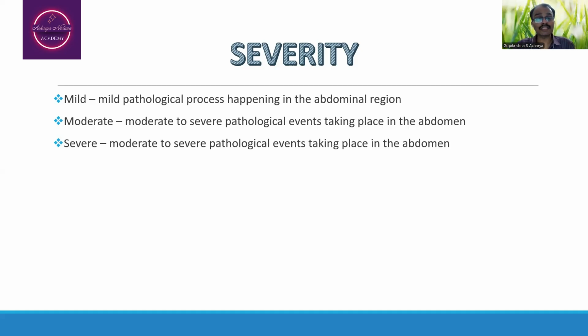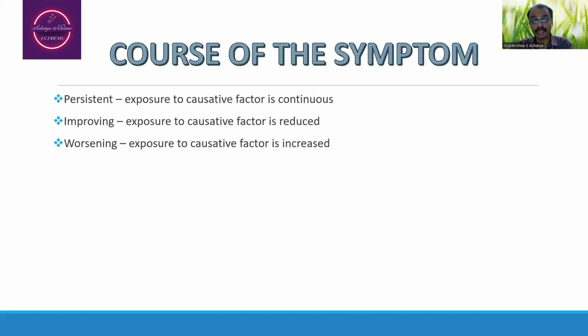Suppose the person has a severe variety of pain, then that may indicate a moderate to severe pathological process happening inside the abdomen, wherein the person is not able to get relief from the pain by whatever means he takes. This is about the significance of severity as such.